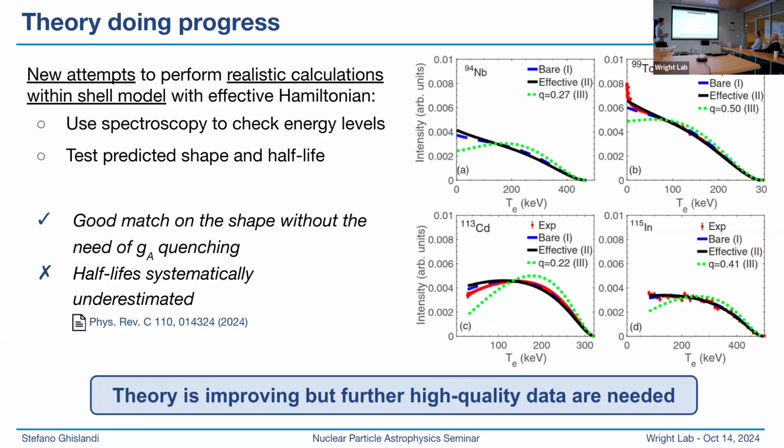But at the same time, the half-lives are systematically underestimated by 50–60%. So there is still work to do in this sense. For this, further high-quality data are needed, also because, as you can see, the difference between the bare Hamiltonian and the effective Hamiltonian, the black and the blue lines, is quite tiny. So you really need high precision measurements.